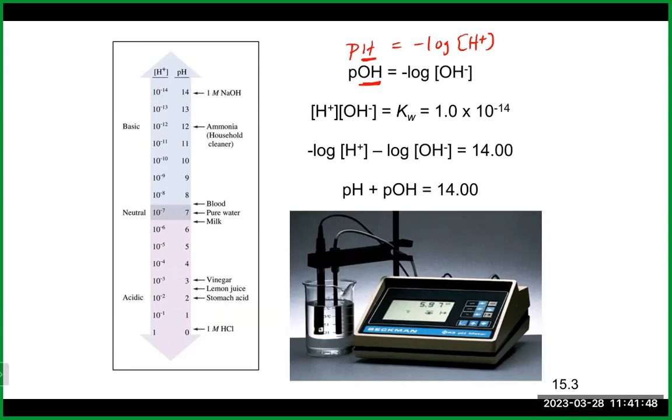Why that's kind of nice is there's a nice relationship between pH and pOH. If you take the pH plus the pOH, it will equal 14. So if you have just the hydroxide concentration, you could calculate the pOH of that solution, and then simply subtract it from 14, and you would have the pH pretty easily.